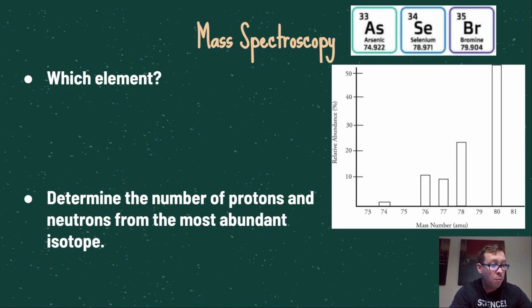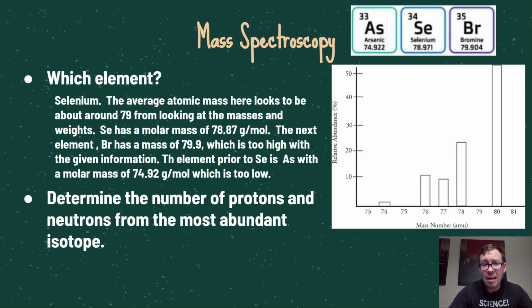So I have bromine, jumping ahead of selenium here, which is 79.90. And while most of the mass of these isotopes is 80, there's some at 74, some at 76, some at 77, some at 78. I don't think it's going to be 79.9. So my best estimate here is probably going to be selenium, because the average atomic mass looks to be around 79 just by looking at those masses.